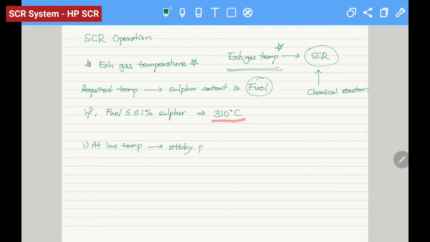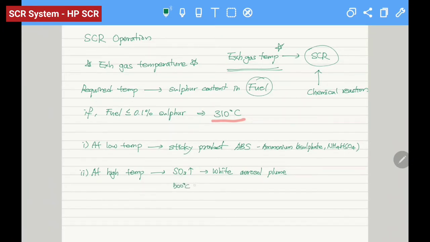If your exhaust gas temperature is too low to have the chemical reaction, then we will have a sticky product. We call it ABS, in your catalyst. On the other hand, if it's too high, then SO3 will increase. If it reaches over 500 degrees, then the catalyst will sinter. Therefore, it is really important to have a proper temperature to avoid undesired chemical reactions.